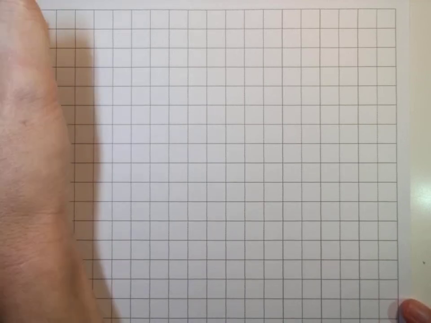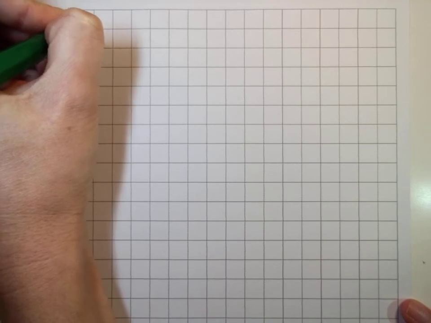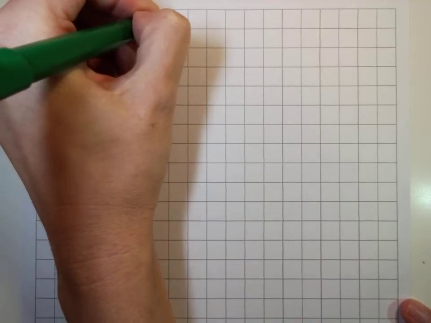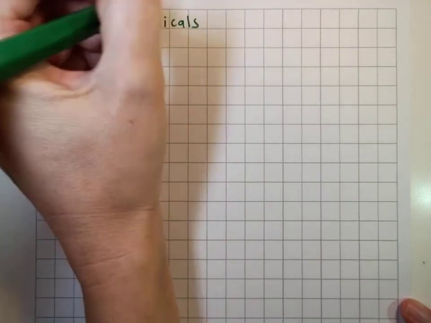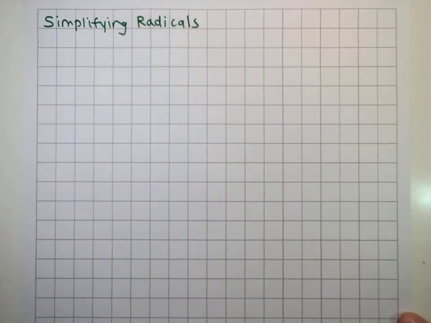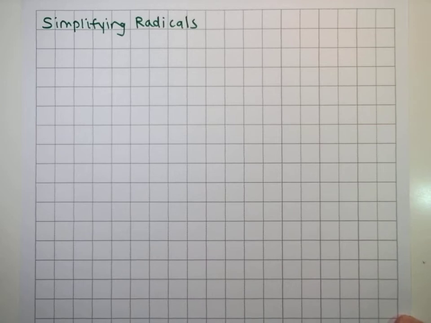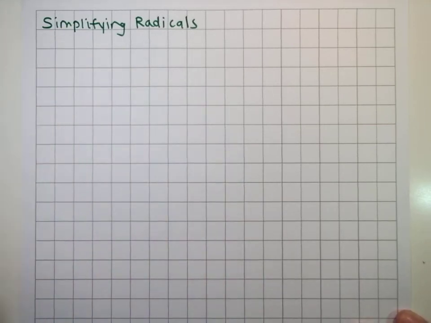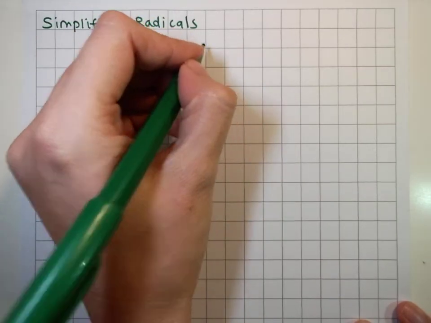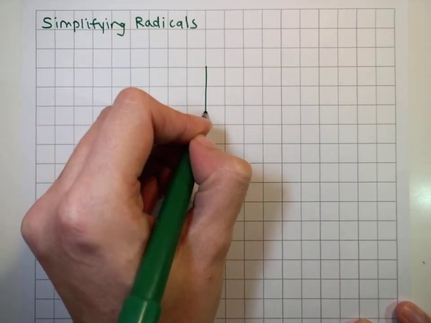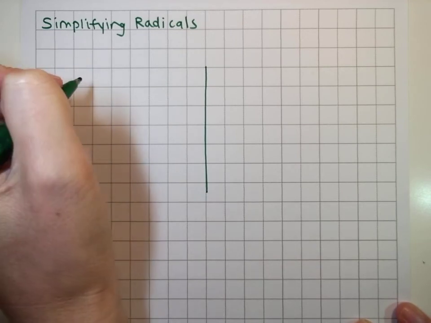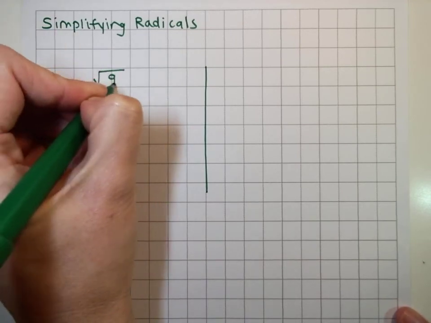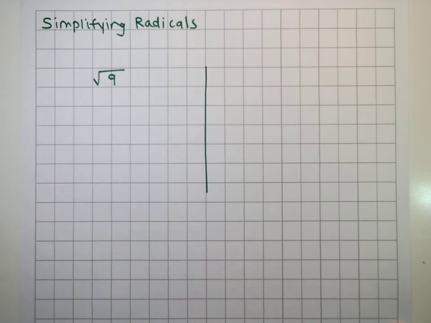All right, hi. Today we are going to be simplifying radicals. So specifically square roots. And so we have a couple of steps that we're going to go over. So say you have the square root of 9. Just start very simple.